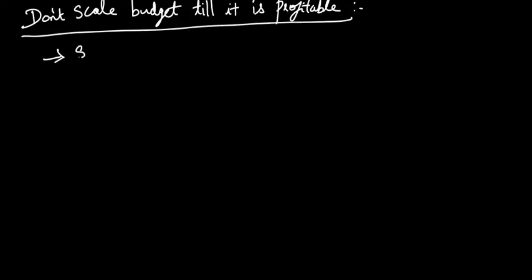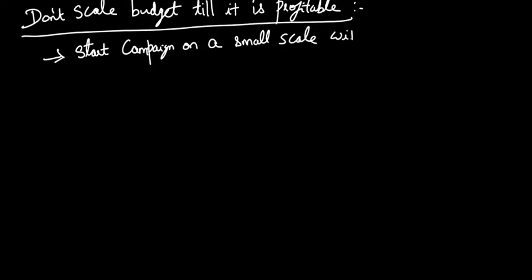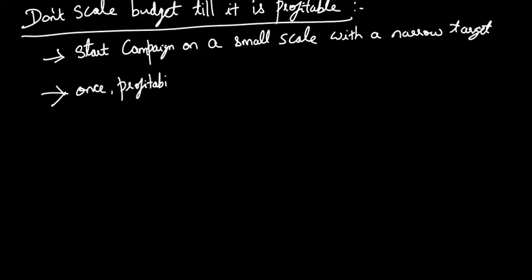You have to initially start your campaign on a small scale with a narrow target, so that the target is not missed out. You start it with a narrow target on a small scale. Once profitability is envisioned, you can scale the budgeting campaign. What do you mean by scaling?